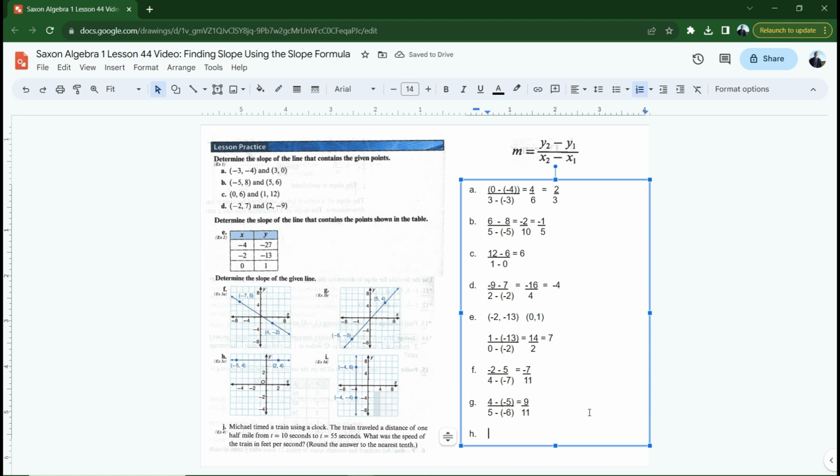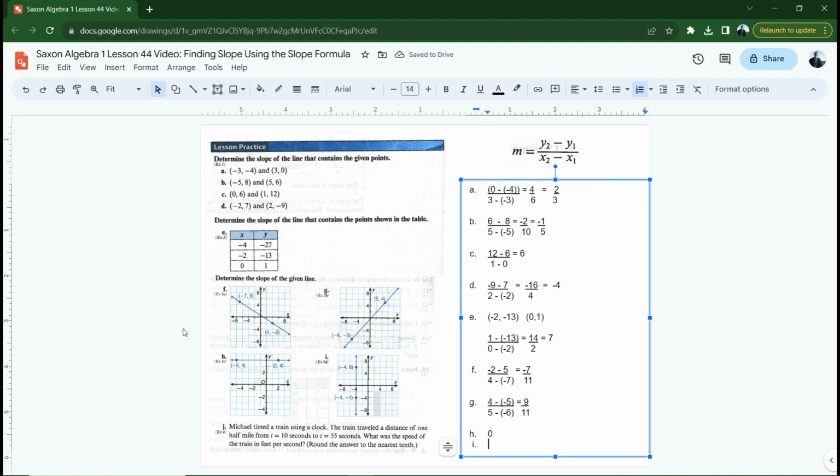All right, letter H. Let's see. Oh, hey, I don't have to do any work on letter H. This is a horizontal line. I know the slope of a horizontal line because if I do y2 minus y1, it's going to be 4 minus 4 on the top of my fraction. 4 minus 4 is 0, so it doesn't even matter what the denominator is. My numerator is 0, so this is going to have a slope of 0. But we know that because it's horizontal.